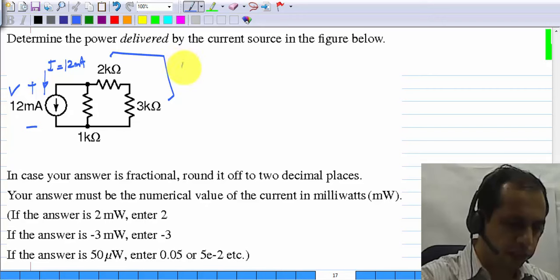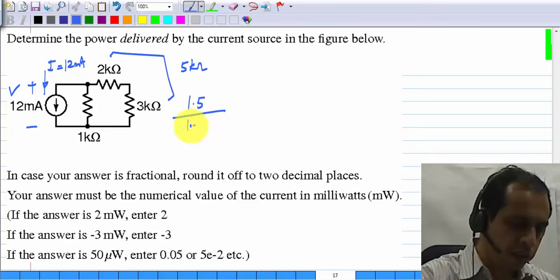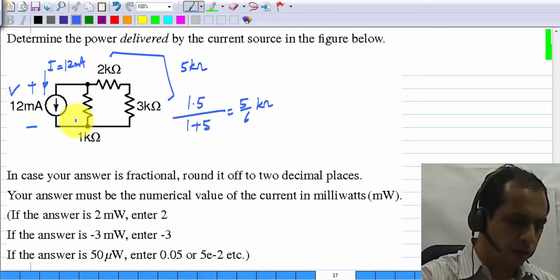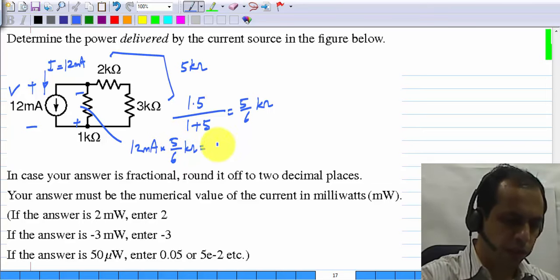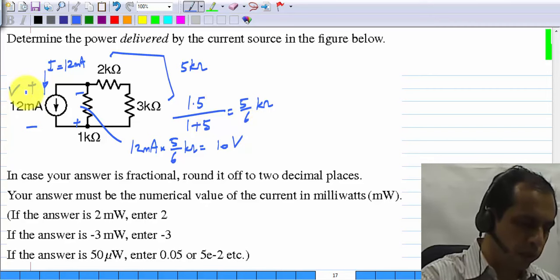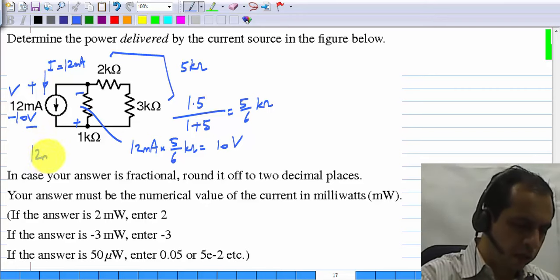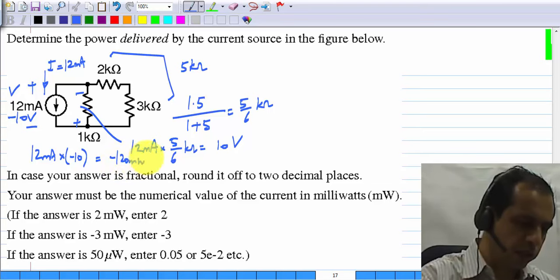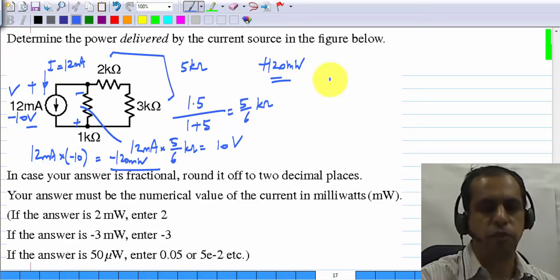The series combination of this is 5 kilo ohms and parallel combination of 1 and 5 is 5 by 6 kilo ohms. So there will be a voltage like this, which is 12 milliamps times 5 by 6 kilo ohms, which is 10 volts. So the voltage in this polarity will be minus 10. So the power absorbed will be 12 milliamps times minus 10 is minus 120 milliwatts. So the power delivered is plus 120 milliwatts. So the answer is 120.